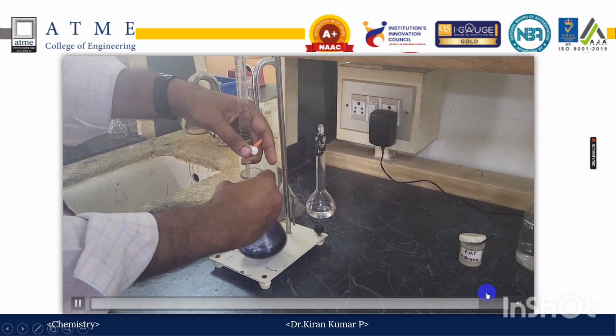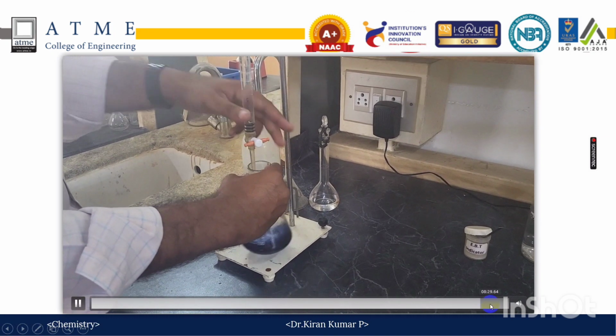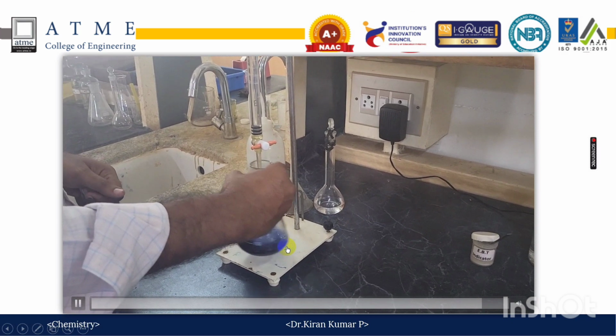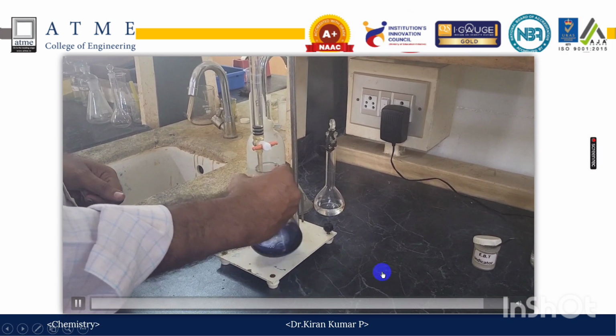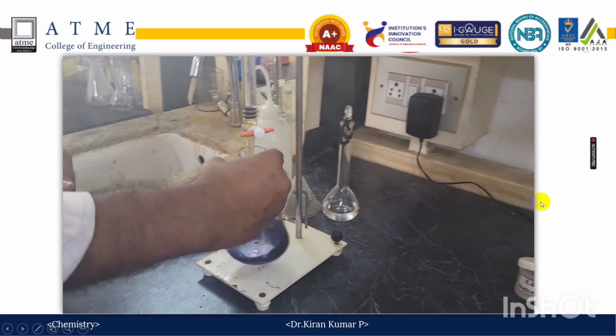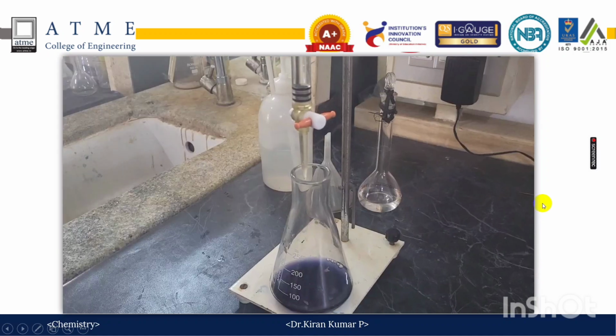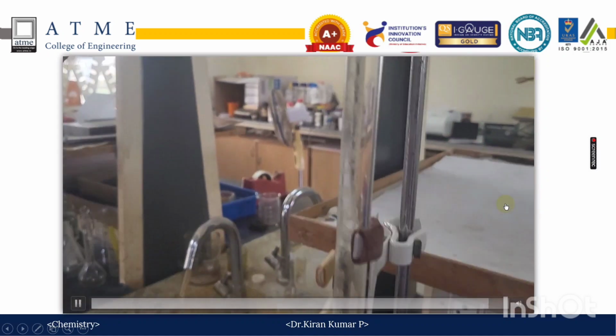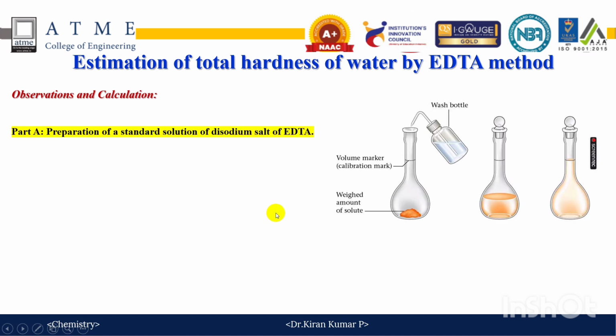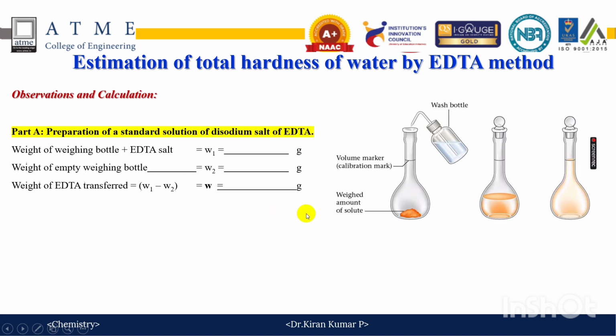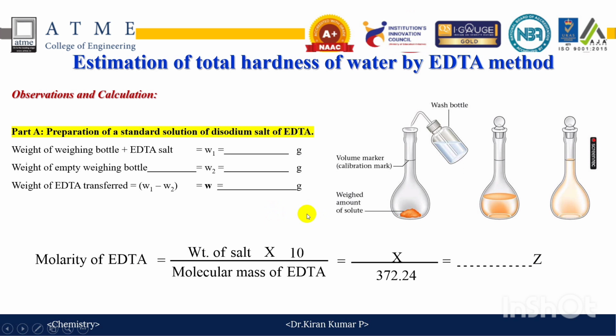So this is how the color changes. The indicator will be free, hence it imparts blue color. Such titration is to be carried out until you get a concordant reading. Once you get a concordant reading, you can find out the total hardness of water in ppm. So this is the observation and calculation part.